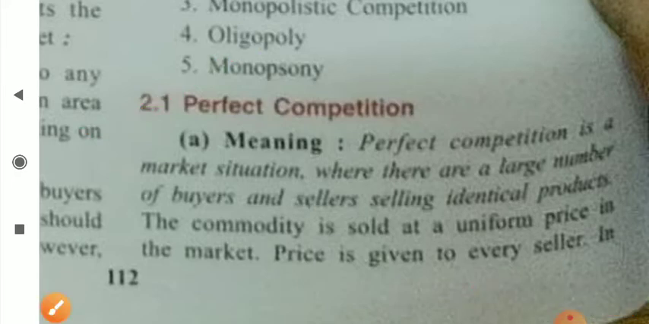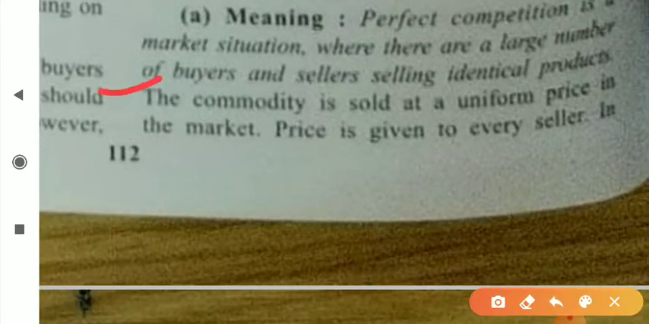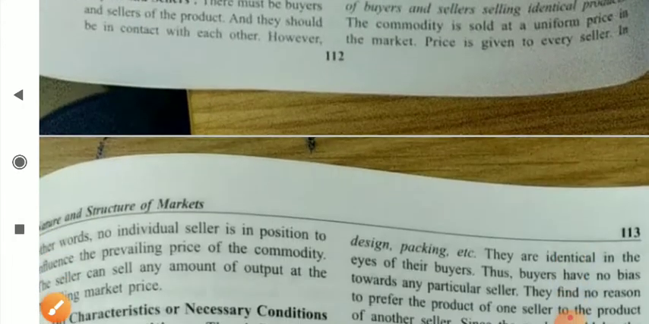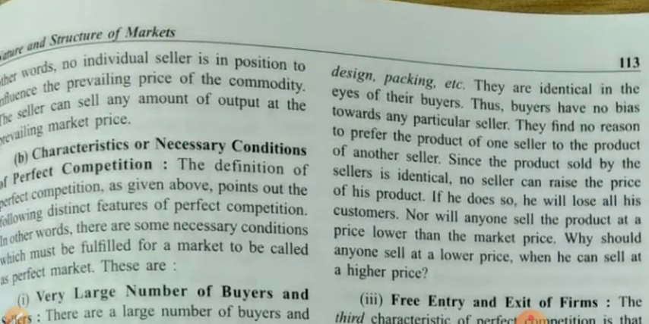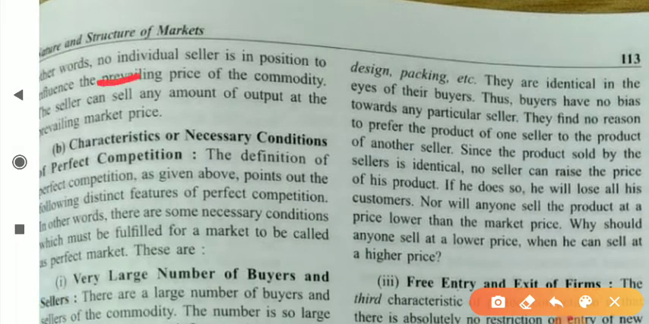Now the commodity is sold at a uniform price, the price is the same in this market, so the price is given to every seller. In other words, no individual seller is in a position to influence the prevailing price of the commodity, and the seller can sell any amount of output at the prevailing market price. This is the important point of perfect competition: it is a market with a large number of buyers and sellers selling a homogeneous product, the same in shape, color and size.